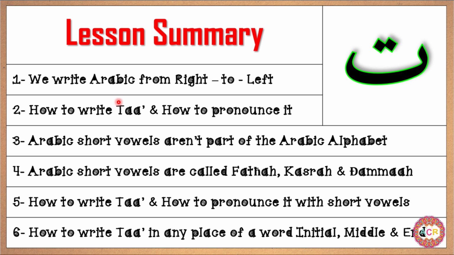So again, we have covered in this lesson the Arabic writing system in general, from right to left, how to write the letter Ta and how to pronounce it, and the Arabic short vowels Fatha, Kasra, Dhamma, and we learned that they are not part of the Arabic alphabet. And we learned how to write and pronounce the short vowels, and how to write the letter Ta in any place of a word: initial, medial, and final.